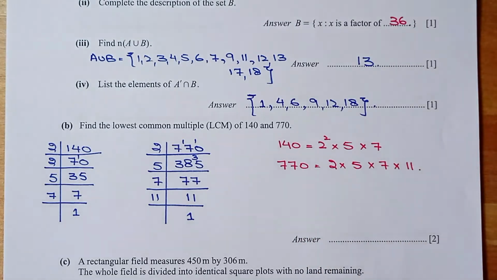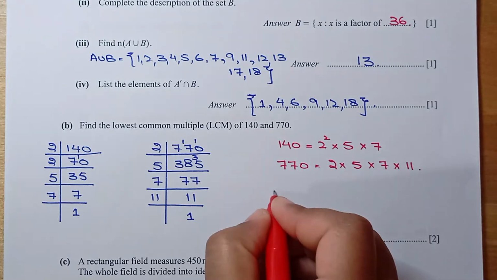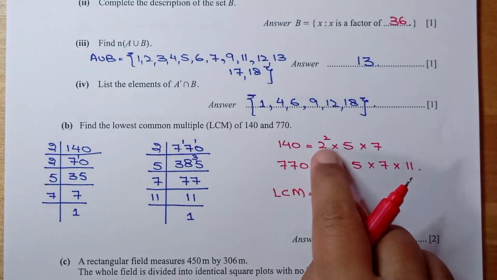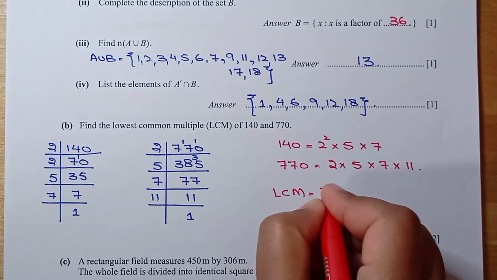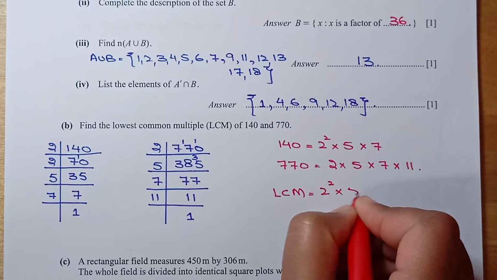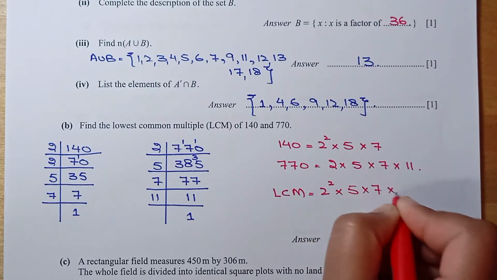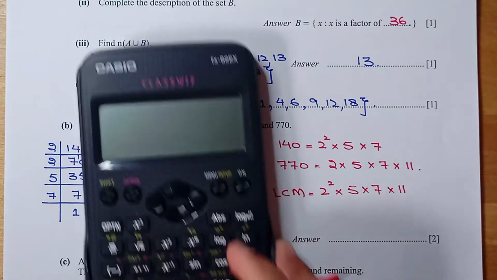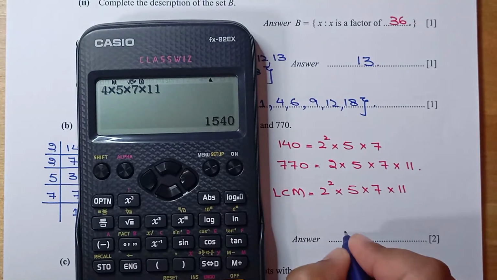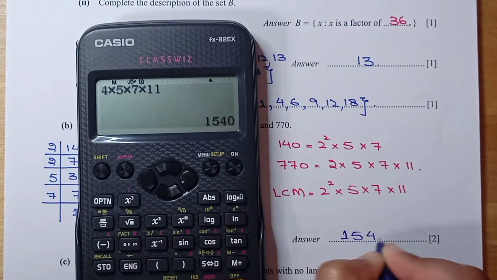Now for LCM, we need to pick the highest power for 2. The highest power of 2 is square, and then 5, 7, and 11. 5 times 7 times 11. 2 square is 4. So we have 4 times 5 times 7 times 11. So the LCM for both numbers is 1540.